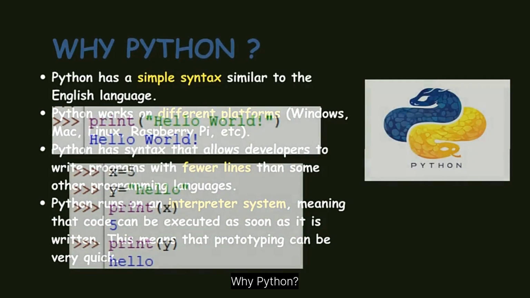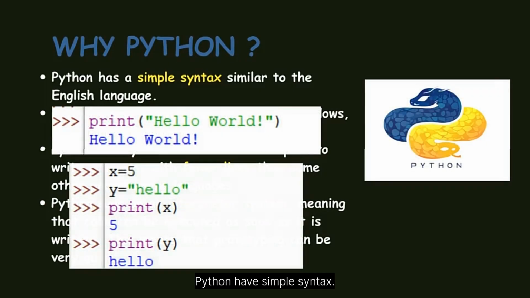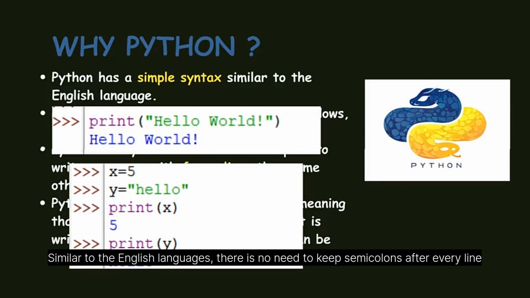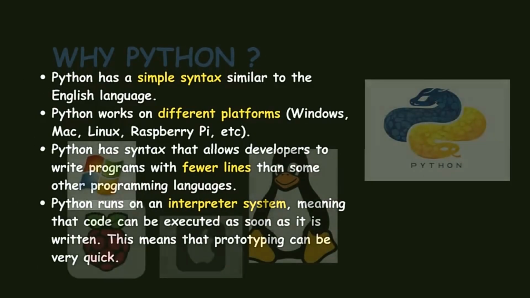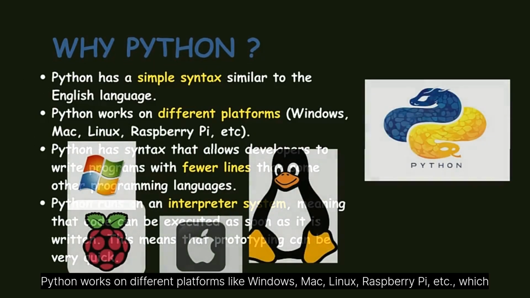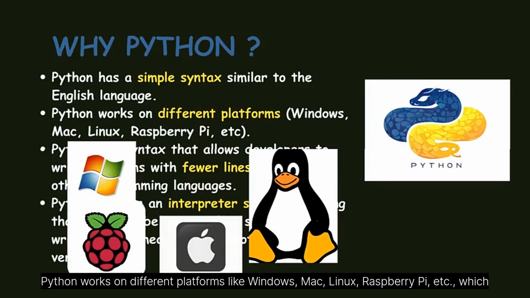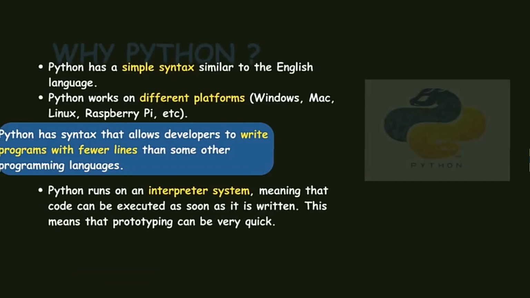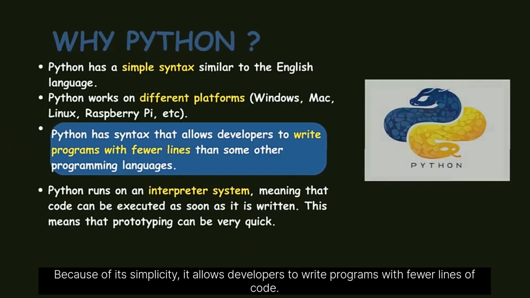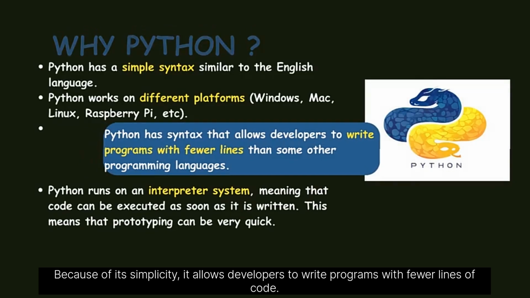Why Python? Python has simple syntax, similar to the English language. There is no need to put semicolons after every line in Python. Python works on different platforms like Windows, Mac, Linux, Raspberry Pi, etc., which makes Python a platform-independent language. Because of its simplicity, it allows developers to write programs with fewer lines of code.